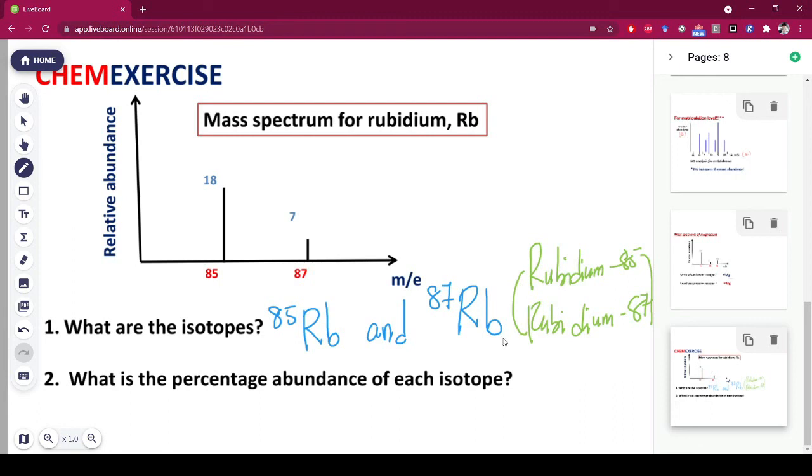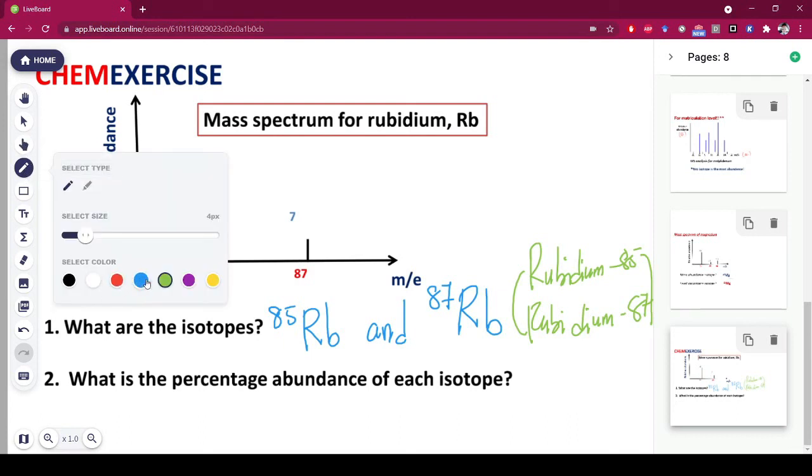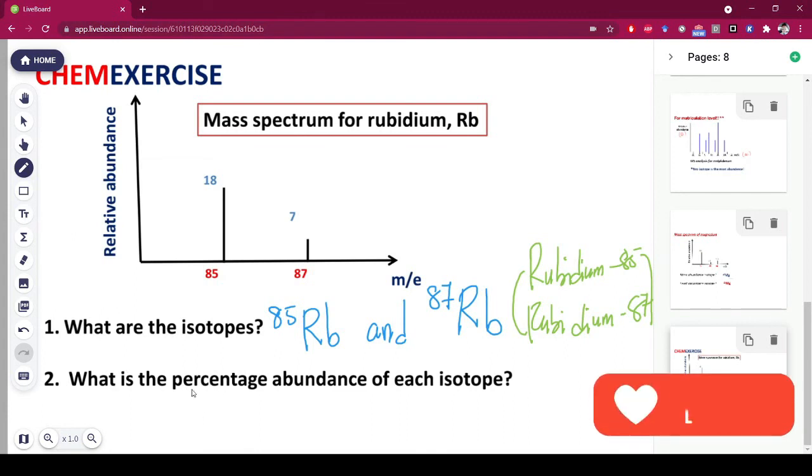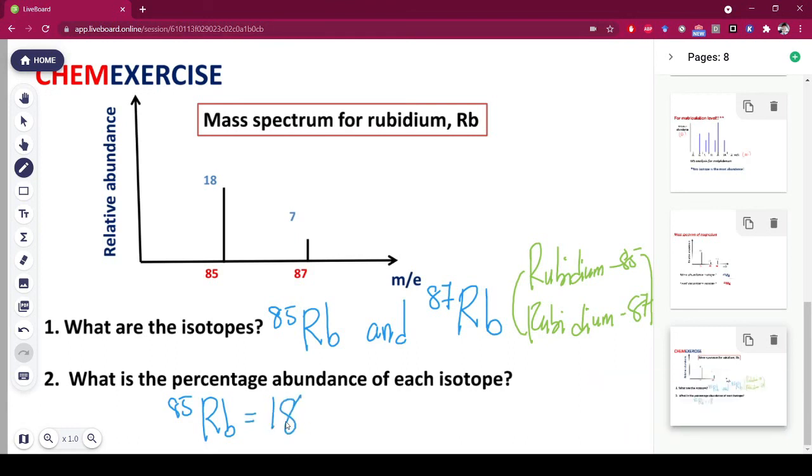So what is the percentage abundance of each isotope? Okay, you have the answer right over here. So for rubidium 85, the relative abundance is 18. Okay, and for rubidium 87, the relative abundance is 7. Okay, 87 is 7, rubidium 85 is 18. So that's how you're going to interpret your mass spectrum.